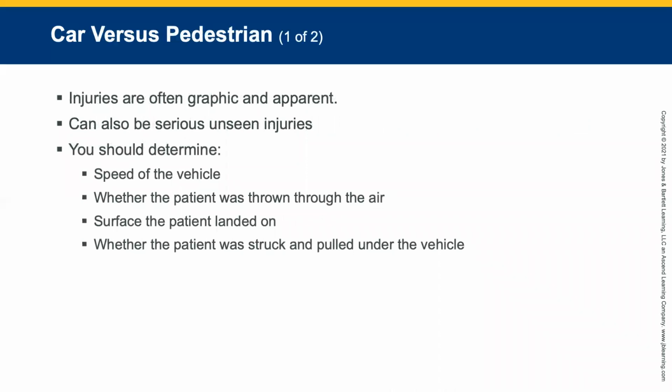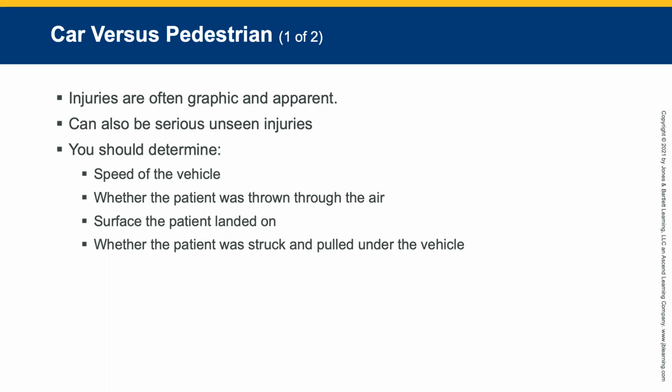All right, so car versus pedestrian. Some of the injuries we're going to see here are graphic and apparent. There can also be serious unseen injuries. You should determine what the speed of the vehicle potentially was, whether the patient was thrown in the air and at what distance, the surface the patient landed on, and whether the patient was struck and pulled under the vehicle. So let's say that I'm driving down the road and I hit this guy, and he hits the hood of the car and goes down and under.